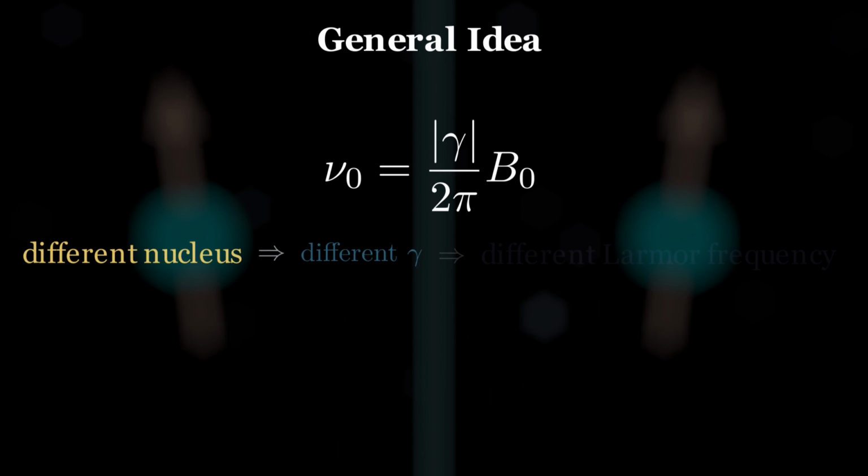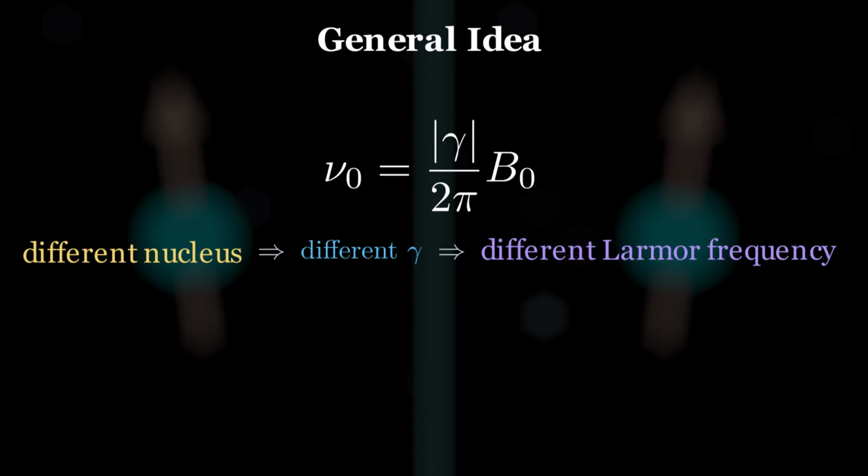And the idea is simple. In the same magnet, let's say you have different nuclei, they'll have different gyromagnetic ratios, and therefore give you different Larmor frequencies. Now that explains the fast circular motion of individual spins, but there's something more important here as well.